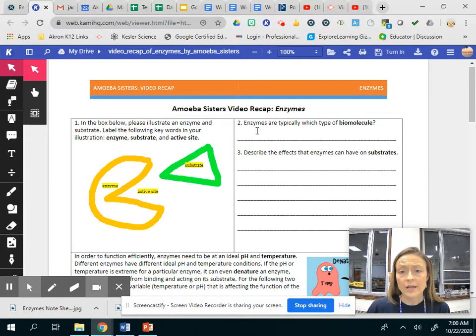So then here, enzymes are typically which type of biomolecule? I'm looking for you to write either the word carbohydrate, protein, nucleic acid, or lipid. Okay, and you can get that from the video, from your notes. And then you're going to describe the effects that enzymes have on substrates. So enzymes are going to work on a substrate. They do 2 different types of reactions. They can either do a digestion reaction where they break them apart, or they can do a synthesis reaction where they create something bigger. But the video goes into really good detail with that as well.